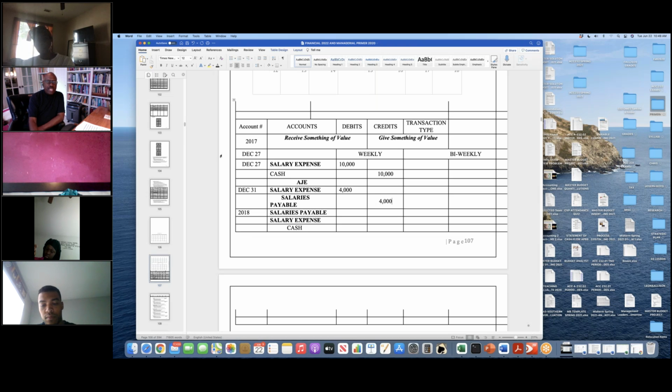And then in 2018, when we get ready to make the payment, we're going to pay $10,000 again. The worker's going to want their 10,000. But this 4,000 that we accrued for the prior year, we put that here.